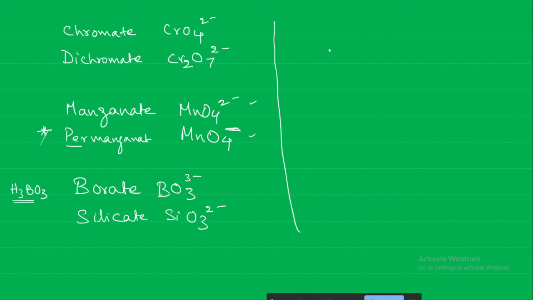Zinc will react with dilute HCl to produce hydrogen gas and zinc chloride. That is the method of preparation of hydrogen gas. Zinc will also react with sodium hydroxide. Hydrogen chapter you have to recollect. When it reacts with the sodium hydroxide, what will it form?